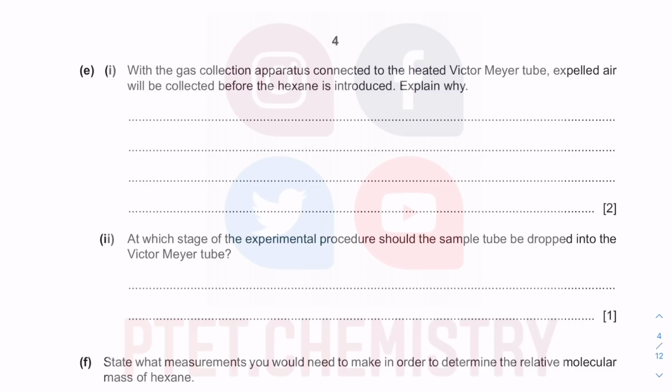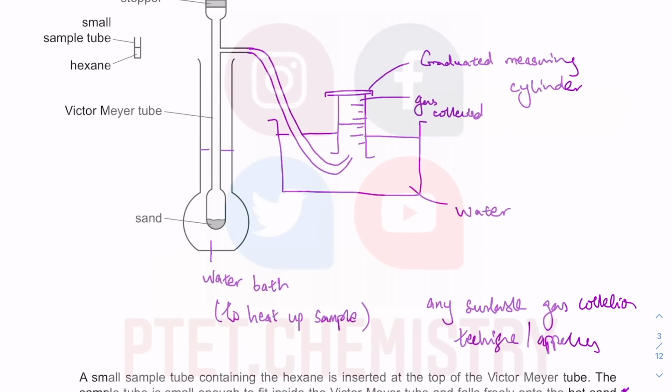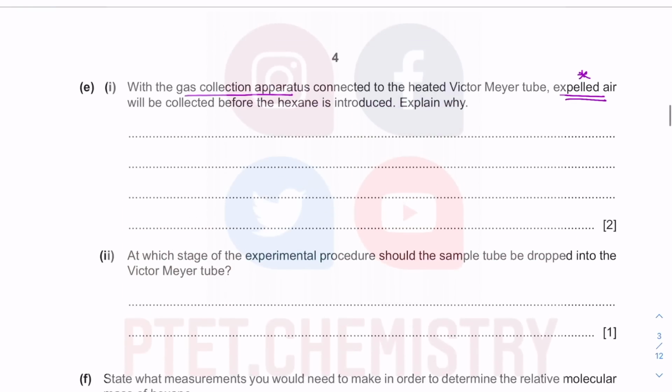With the gas collection apparatus, they kind of give you the hint there. So you need a gas collection apparatus. You do have to expel air. So in addition to whatever volume of gas that you are collecting, you do have a bit of air that you'll be collecting at the beginning as well. And that is what this question is. Air will be collected before the hexane is introduced, meaning to say before you actually start gathering the volume of hexane, you will actually collect a bit of air as well.